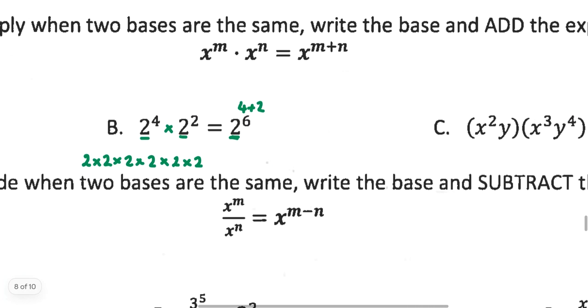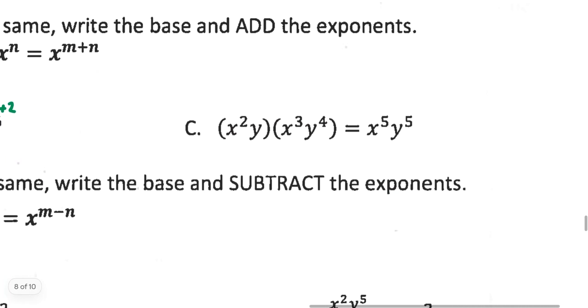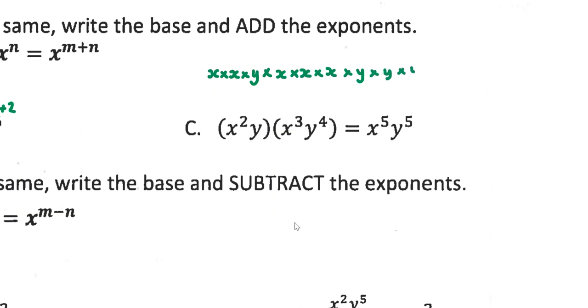Okay? Along the same lines, brackets kind of make things a bit confusing, to be honest, but there are no adding or subtracting. So this is basically x times x times y times x times x times x times y times y times y times y. So we've got 1, 2, 3, 4, 5 x's, x to the power of 5, and we've got 1 and another 4 y's, so we've got y to the power of 5. So those 2 different bases stay separate.